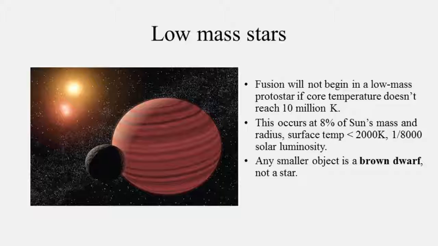So we can actually see a few of these. They're very difficult to observe because they simply don't give off much light. So that explains why stars can only be so small.